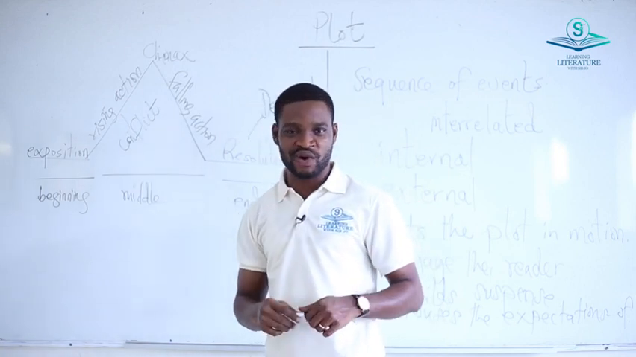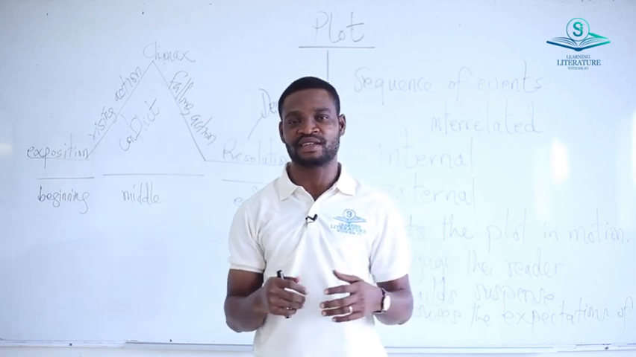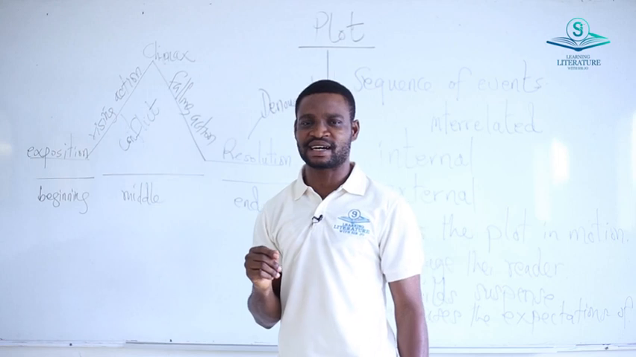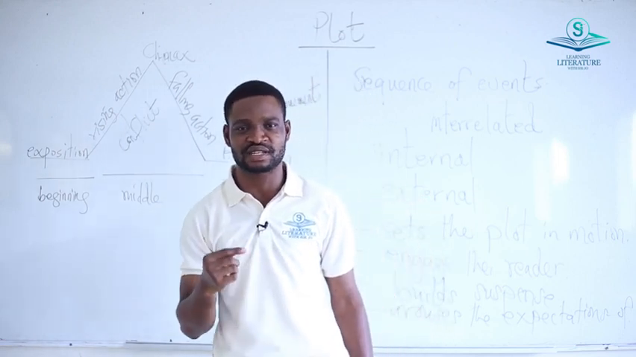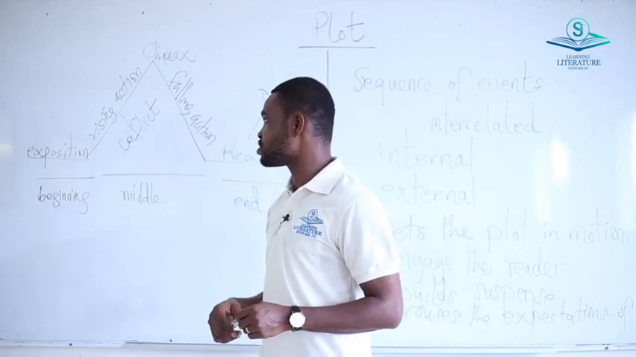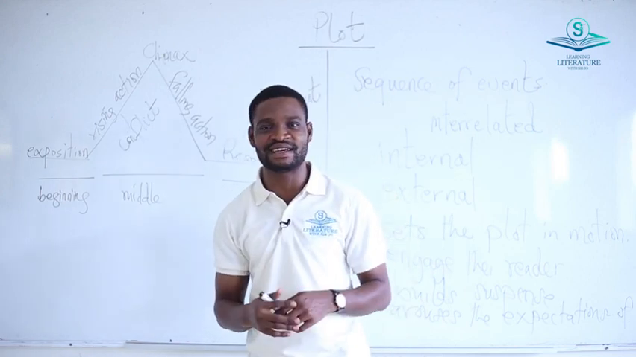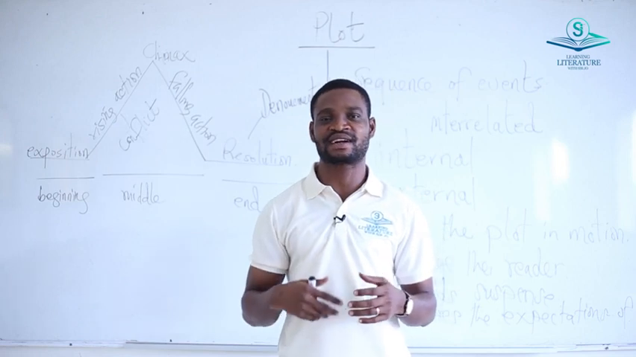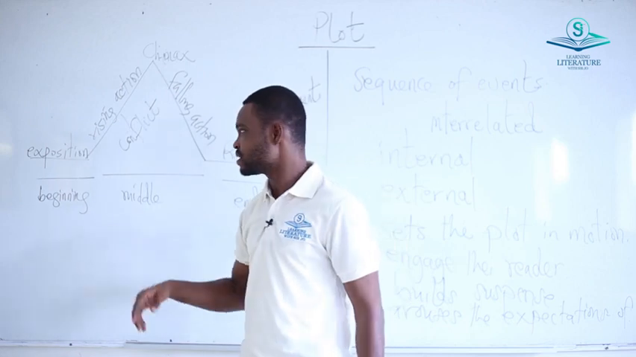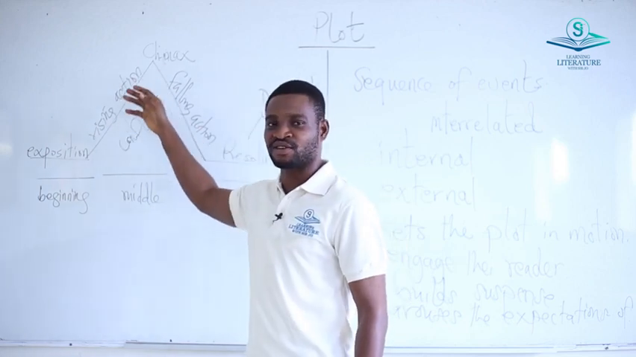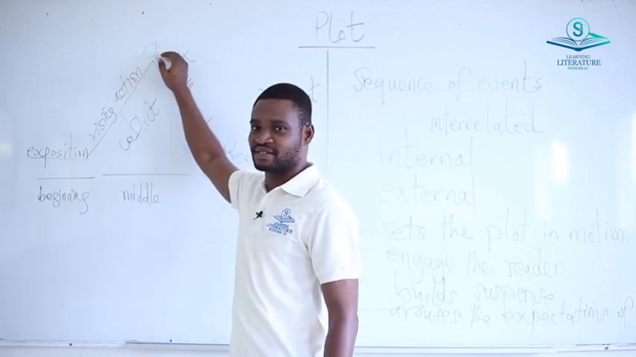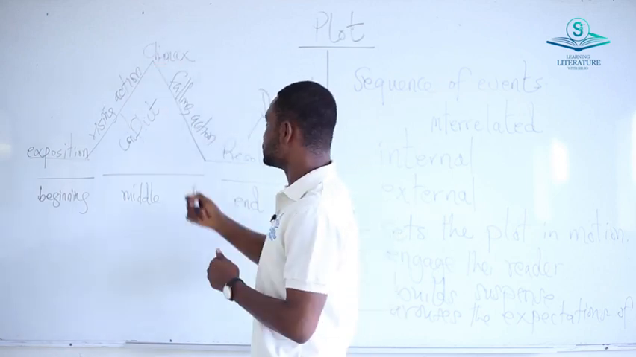So, when the story is developing, or when the storyline is being intensified, the writer can also choose to introduce the device suspense. And this device would help the writer sustain the interest of the reader, so that the reader can read on to the end of the story. So from the rising action or the complication stage, the writer moves us to climax, or the crisis.